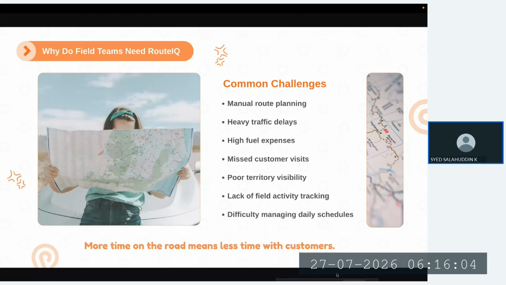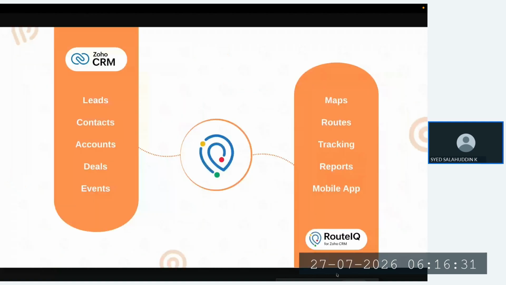So this is one of the features we will be discussing. Route optimization is a feature that lets the team focus on building customer relationships rather than navigating traffic and wasting valuable time throughout the day on scheduling and planning. Now we have understood the problem, so let's see how Route IQ solves it inside Zoho CRM.